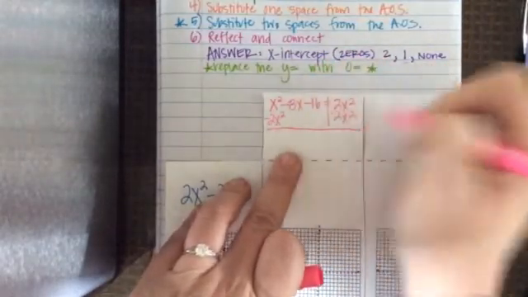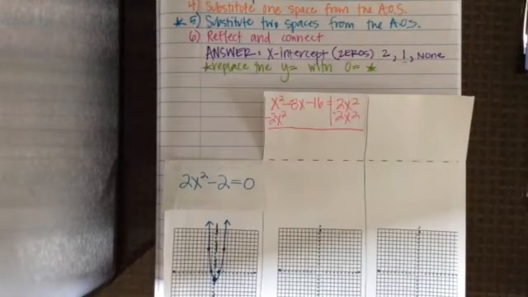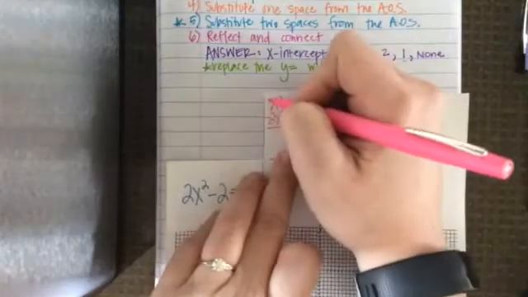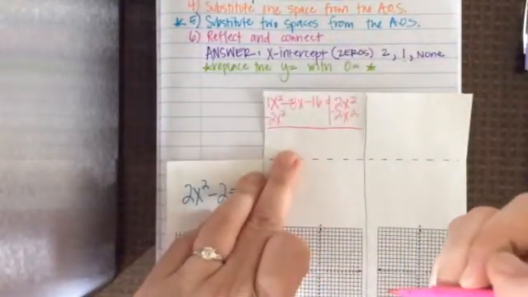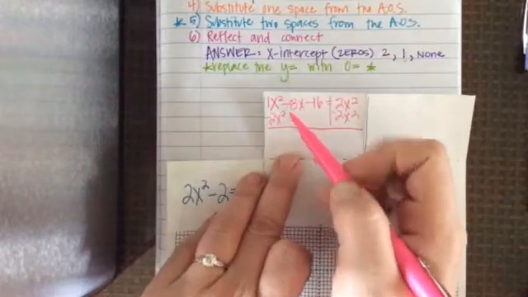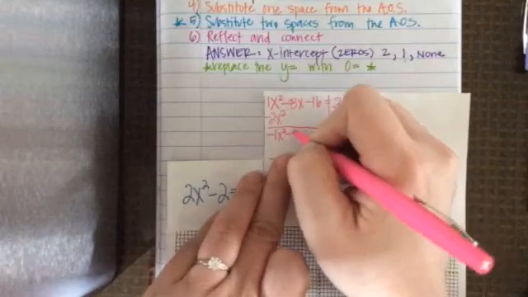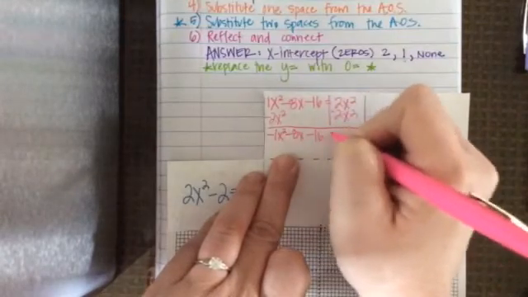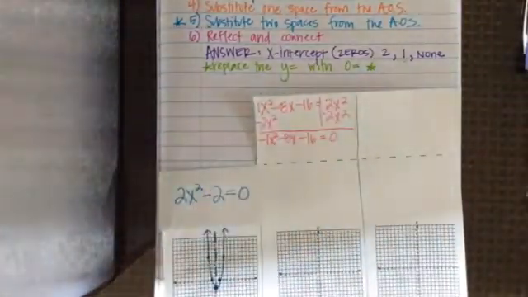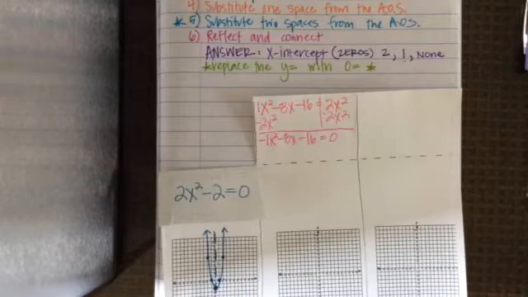Remember, you guys, we've got to combine like terms. We have to keep our x squareds together. I'm going to put a 1 in there just because life is easier when we have that. I have 1x squared minus 2x squared, which gives me negative 1x squared minus 8x minus 16 equals 0. Now I have it in 0 form. I have it in solvable form. So now I can graph this.